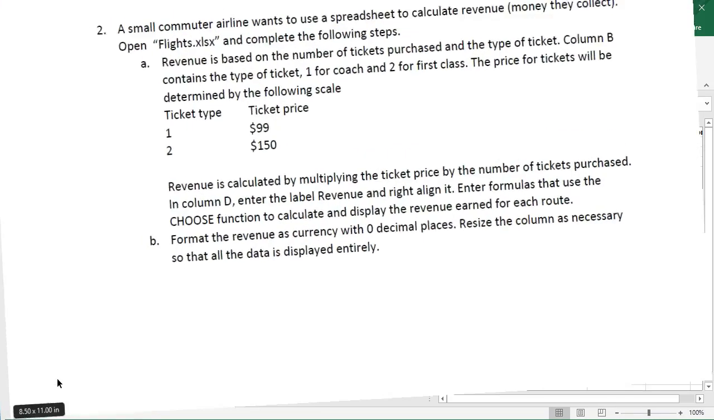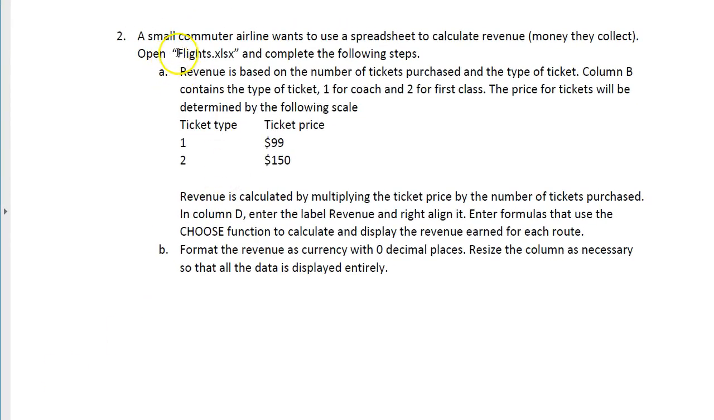Okay, let's take a look at problem number 2. Again, I give you the actual file, okay? It's called flights. And in this one, we're going to work out the revenue based on a ticket type. So 1 is going to cost us $99, and 2 is going to cost us $150. And we're basically going to work out the revenue by taking the number of tickets purchased and what the ticket type was, combine them together to get the actual amount.